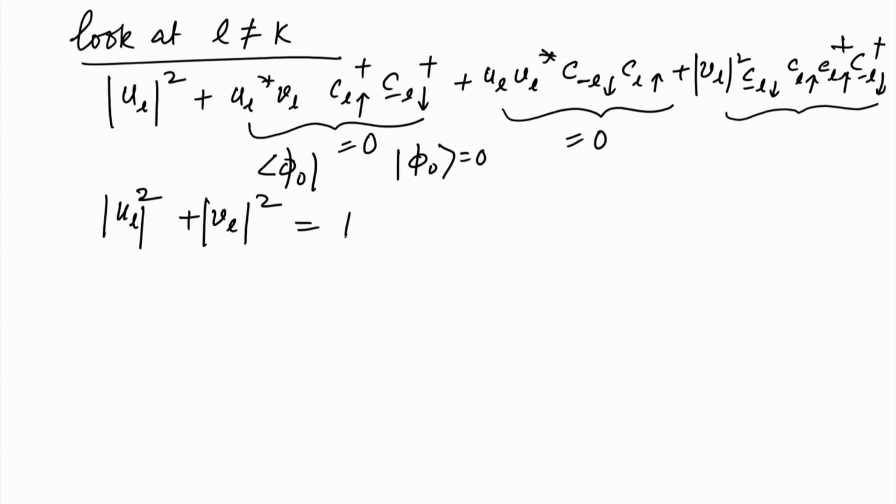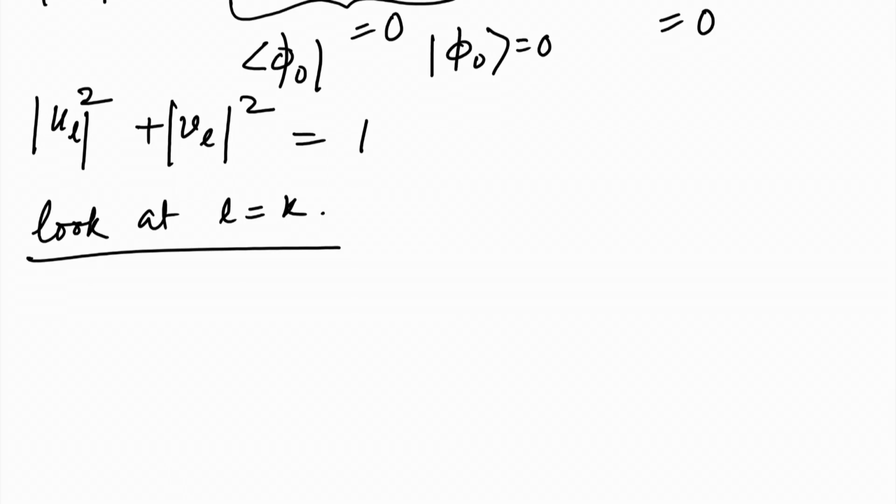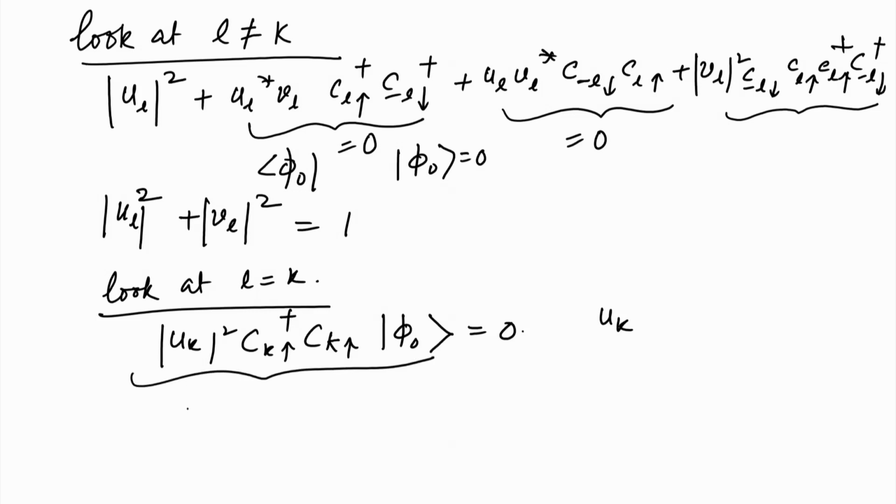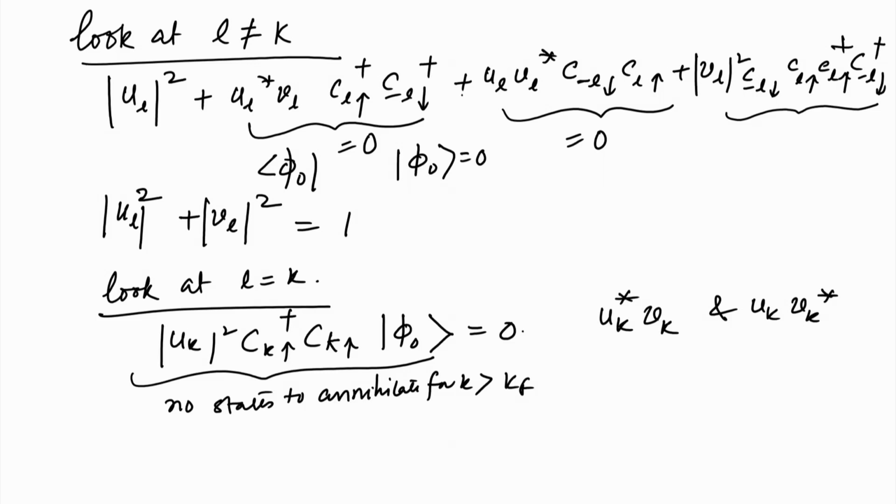So, ultimately what happens is that L not equal to k gives you u_L square plus v_L square equal to 1. And now, let us look at L equal to k. If you look at it carefully, you will have a term which is |u_k| square c_k up dagger c_k up acting on phi 0, which would give me 0, because there are no states to annihilate for k greater than k_F. And u_k v_k, the cross terms, both u_k star v_k and u_k v_k star, will give 0 for the same reason as told above.